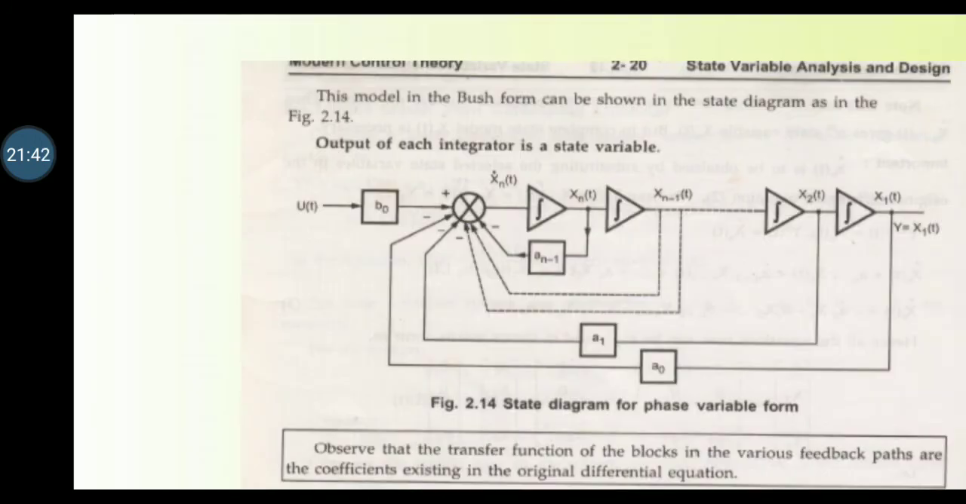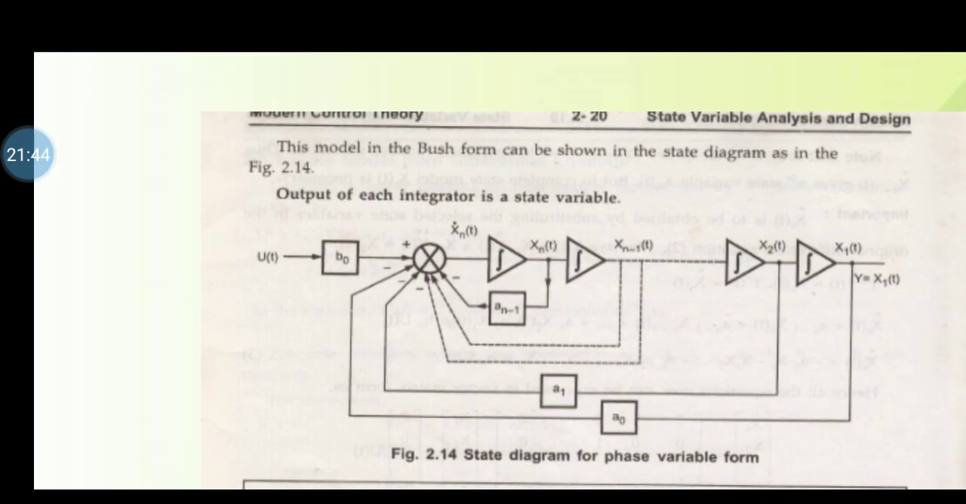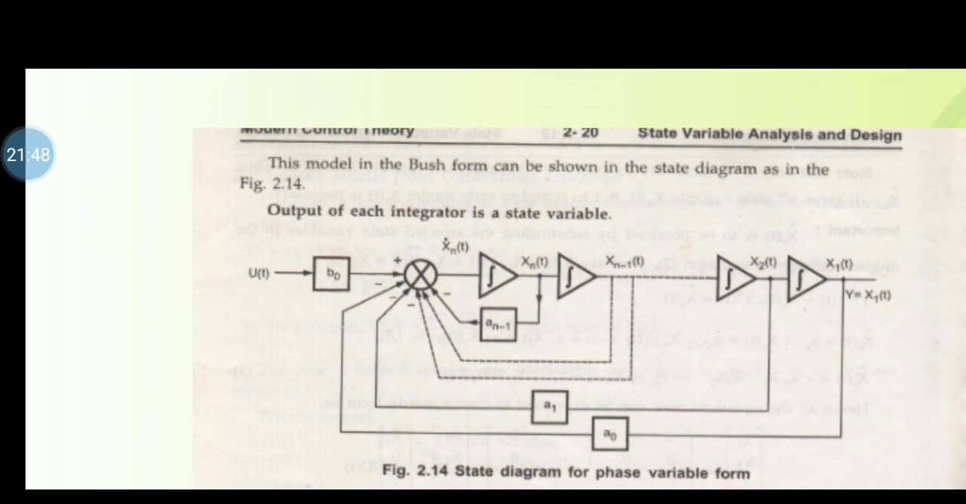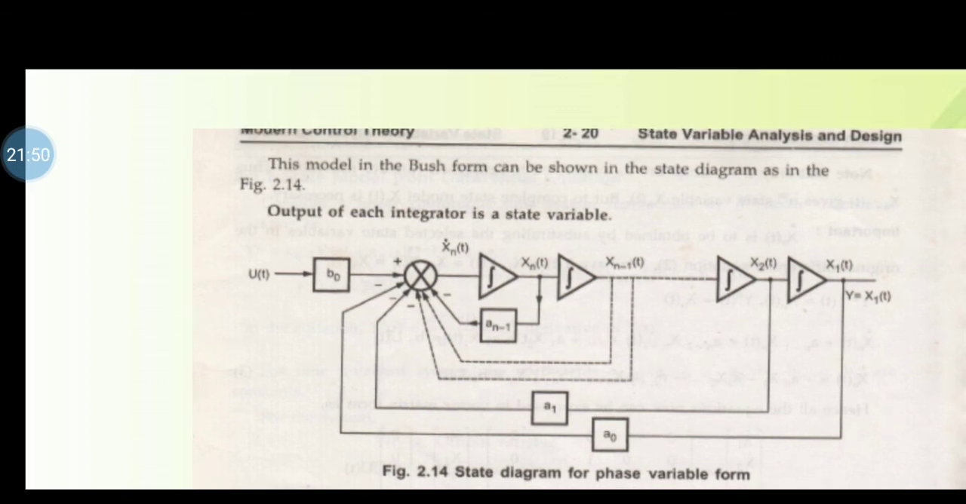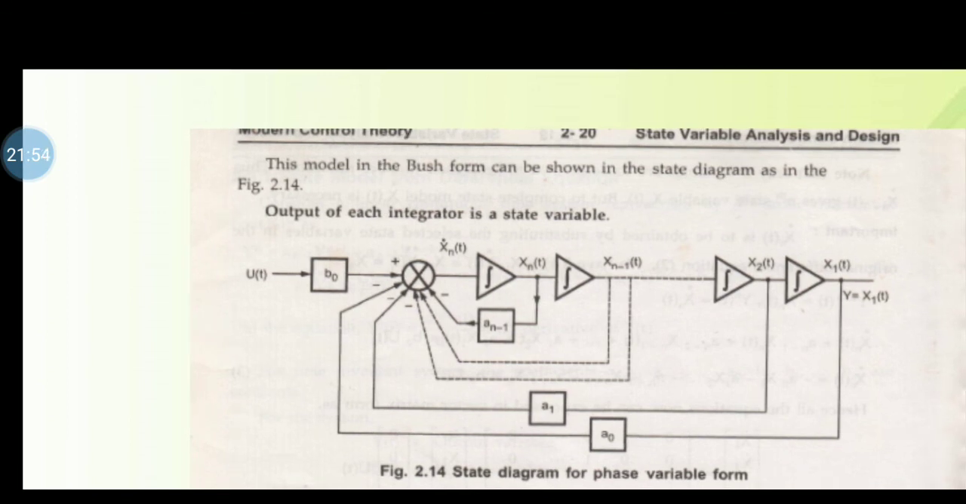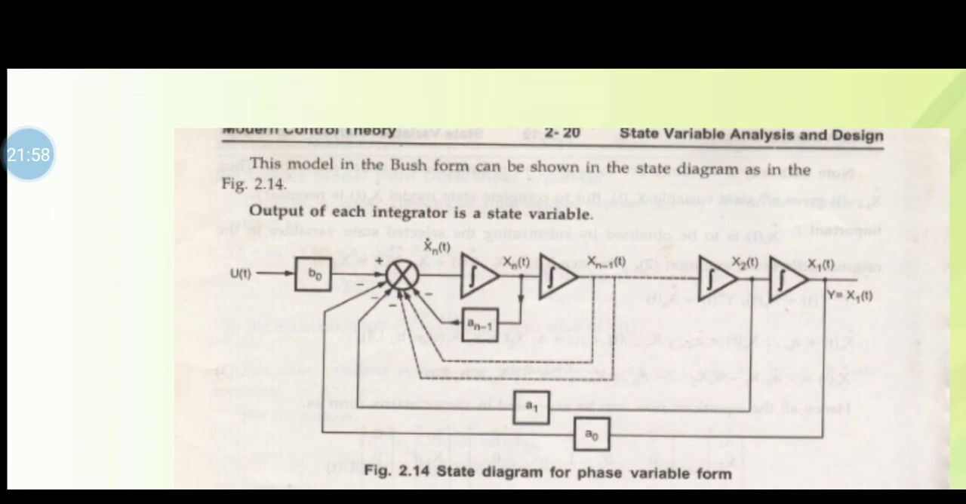There is one observation to be noted here. The transfer functions of the blocks in the various feedback paths are the coefficients existing in the original differential equation. If the differential equation consists of derivatives of the input control function u(t), then this method is not useful. In such a case, the state model is to be obtained from the transfer function.